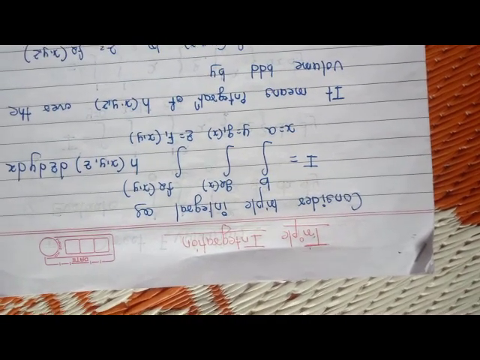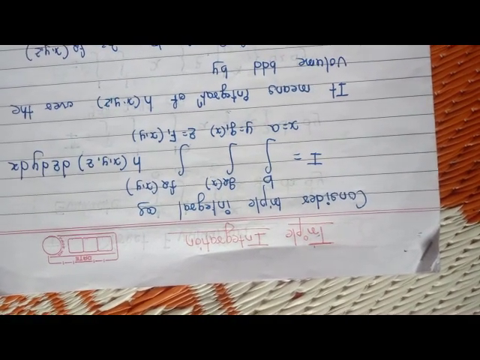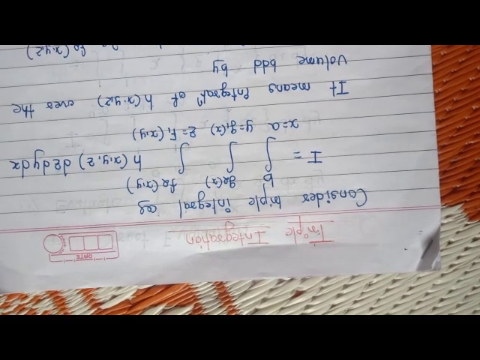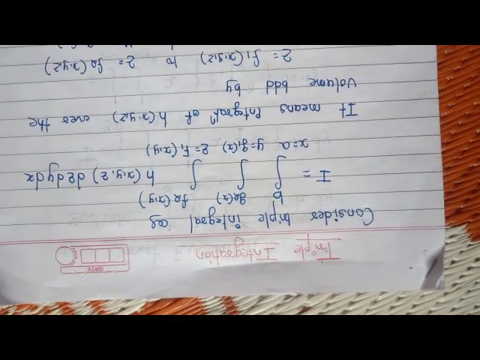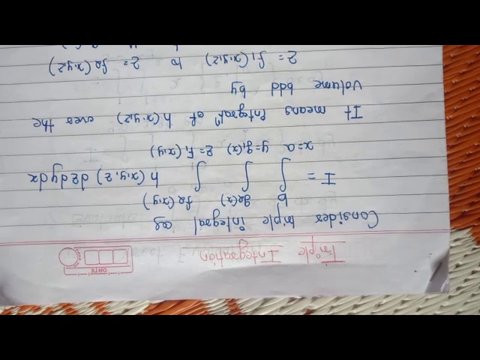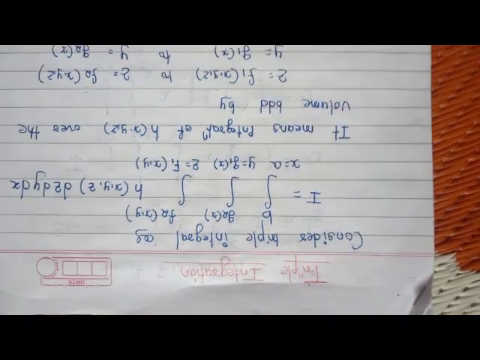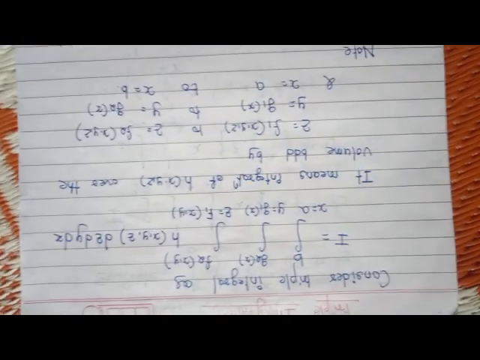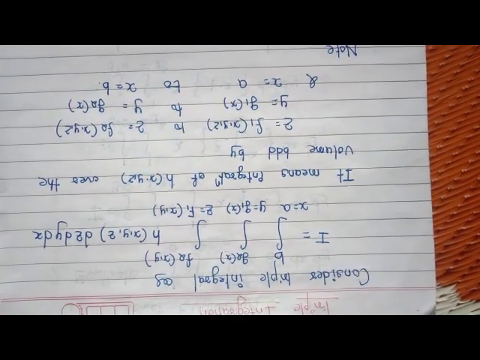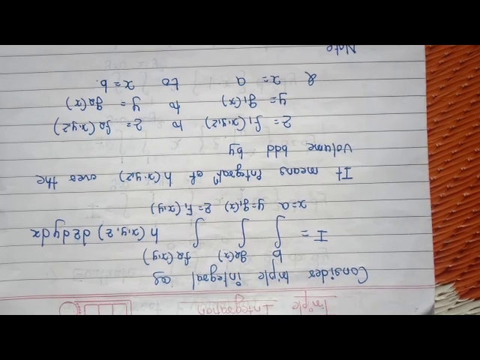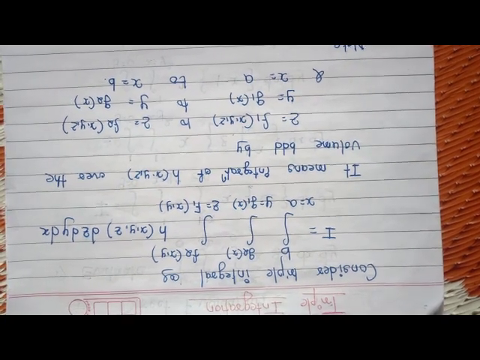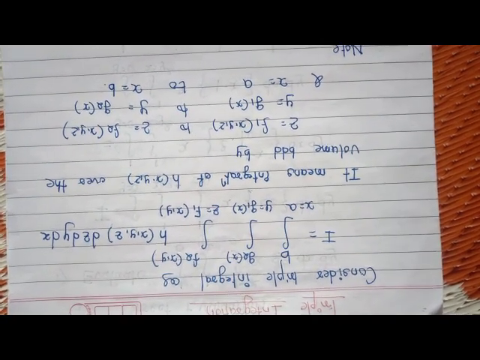Limits of z are functions of x, y, limits of y are functions of x, and limits of x are constants. So what is the meaning of this integral? It is the integration of h(x, y, z) over the volume bounded by z equal to f1(x, y) to z equal to f2(x, y), y equal to g1(x) to g2(x), and x equal to a to x equal to b.